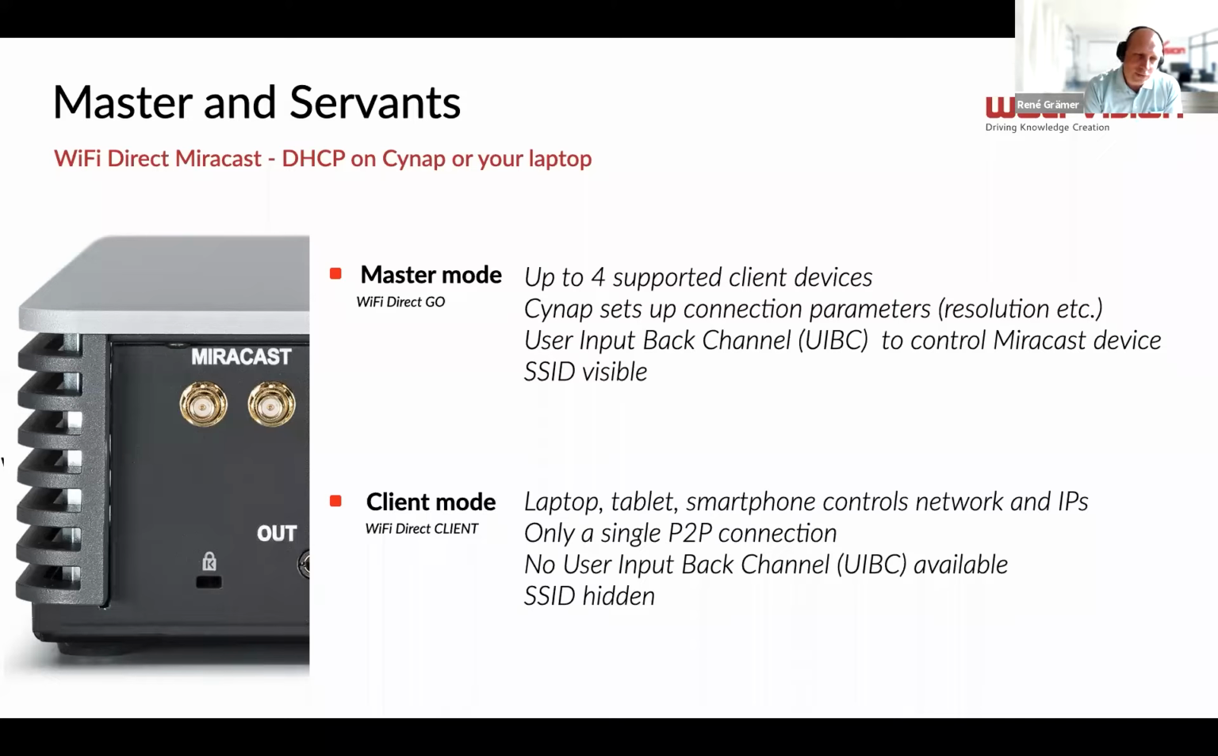The only downside with the master mode is that the SSID is direct. The SSID will become visible. In client mode, this SSID will be hidden. So maybe you have to balance it out. You have to think about if your customer wants to have the SSID hidden, then you have to switch your peer-to-peer connection to client mode, restricting you to one single connection over Miracast.